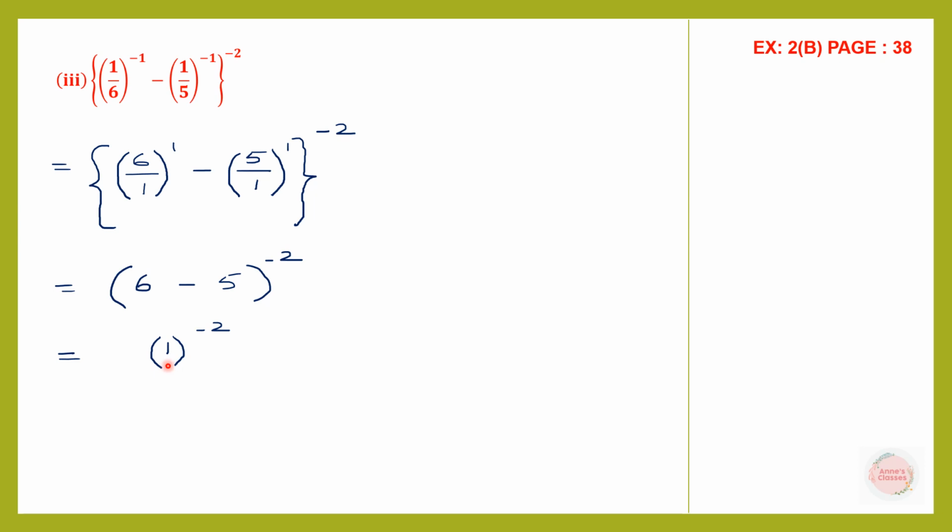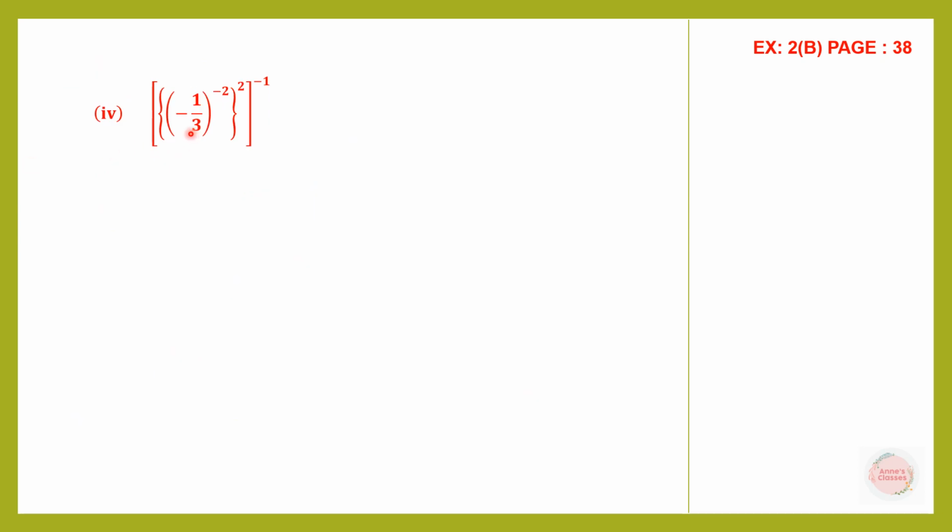Now 1 is 1 by 1. If you write the reciprocal also, it becomes 1 by 1. 1 by 1 raised to the power of 2. So this is raised to the power of 2. So this is 1 by 1 square. Now 1 into 1, which is 1 by 1 into 1, is 1. So the final answer is also 1. So this is our answer.